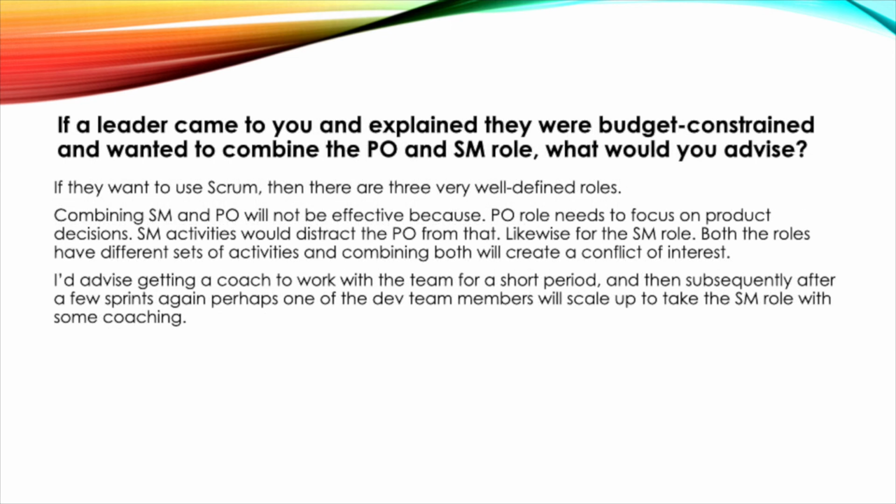If a leader came to you and explained they were budget constrained and wanted to combine the PO and SM role, what would you advise? If they want to use Scrum, then there are 3 very well-defined roles. Combining SM and PO will not be effective because the PO role needs to focus on product decisions. SM activities would distract the PO from that. Likewise for the SM role. Both the roles have different sets of activities and combining both will create a conflict of interest.